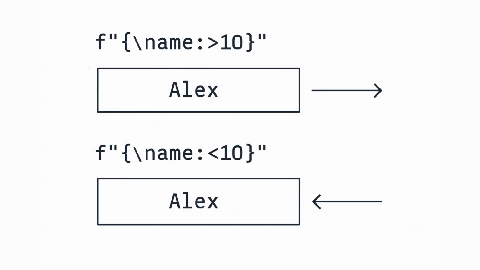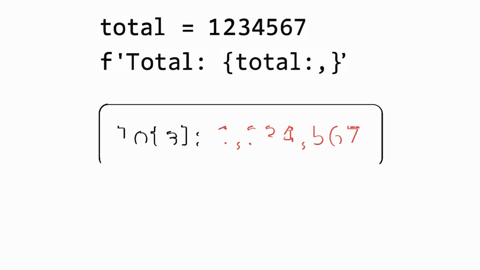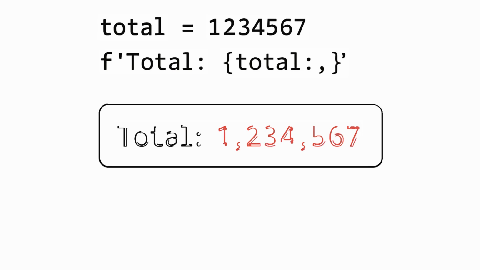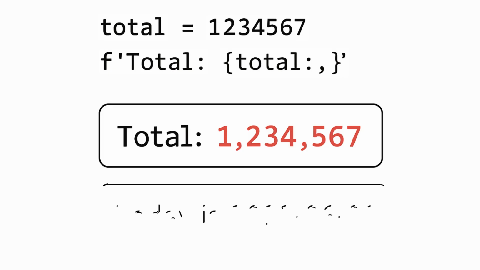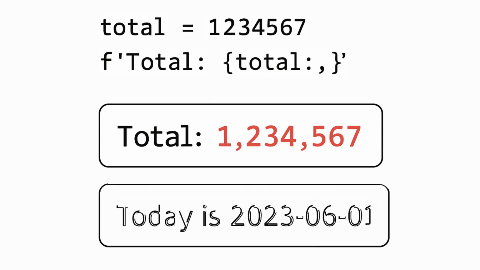For large numbers, use commas. total = 1234567. f"{total:,}" becomes 1,234,567. You can also format dates. If you have a datetime called today, you can write f"Today is {today:%Y-%m-%d}".